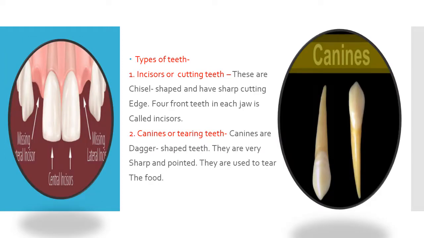Here are some types of teeth, you can see in the picture also. Mainly teeth are 4 types. The first type is incisors or cutting teeth. These are chisel shaped and have a sharp cutting edge. 4 front teeth in each jaw are called incisors. Canines or tearing teeth. Canines are dagger-shaped teeth. They are very sharp and pointed. They are used to tear the food.